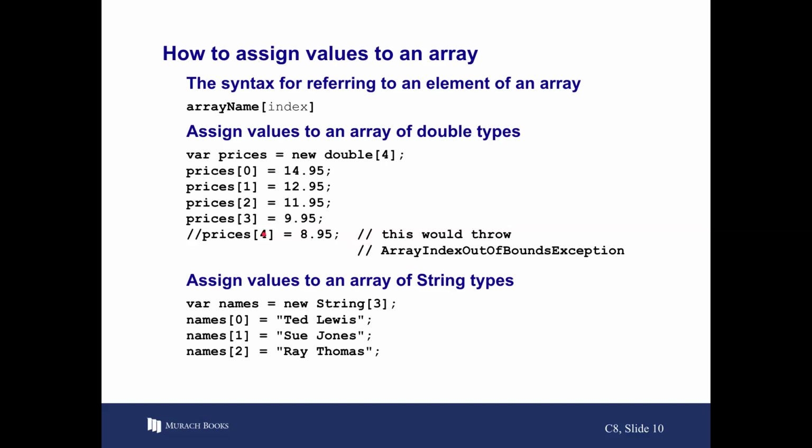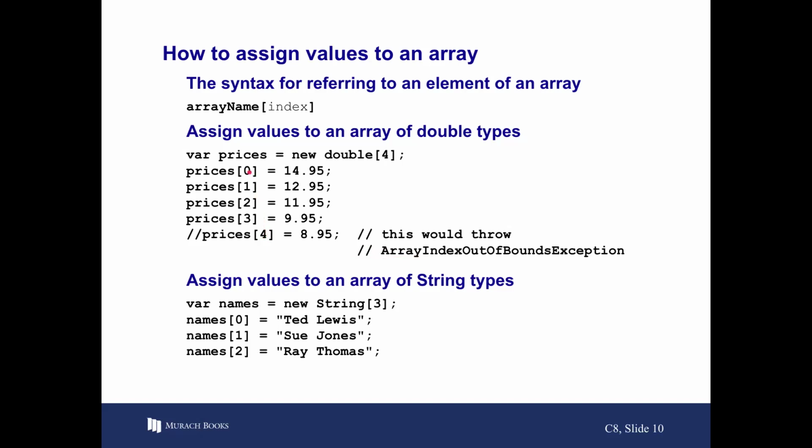If you attempt to use an index value that's more than the length, you'll get an error, so a runtime error. So in this case, we've defined an array of double values with 4 elements. So that would be elements 0, 1, 2, and 3. If you attempt to use element 4, you'll get a runtime error, array index out of bounds. This means that you've attempted to use an index in the array that does not exist.